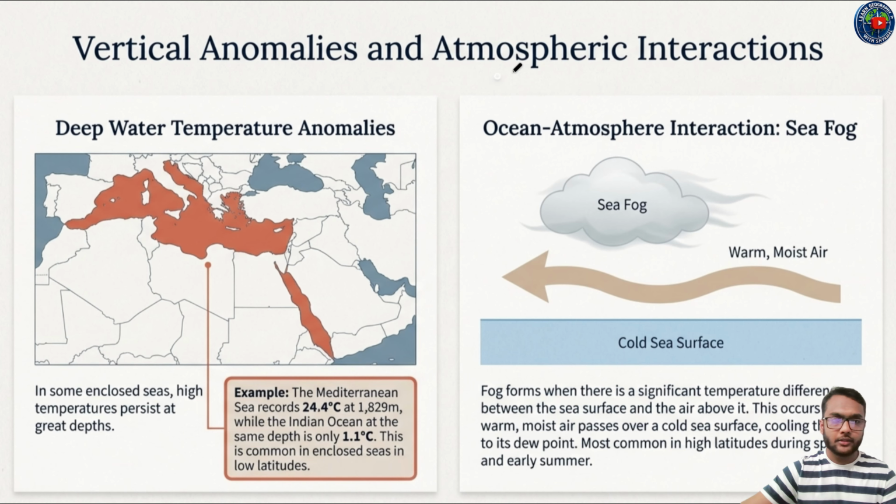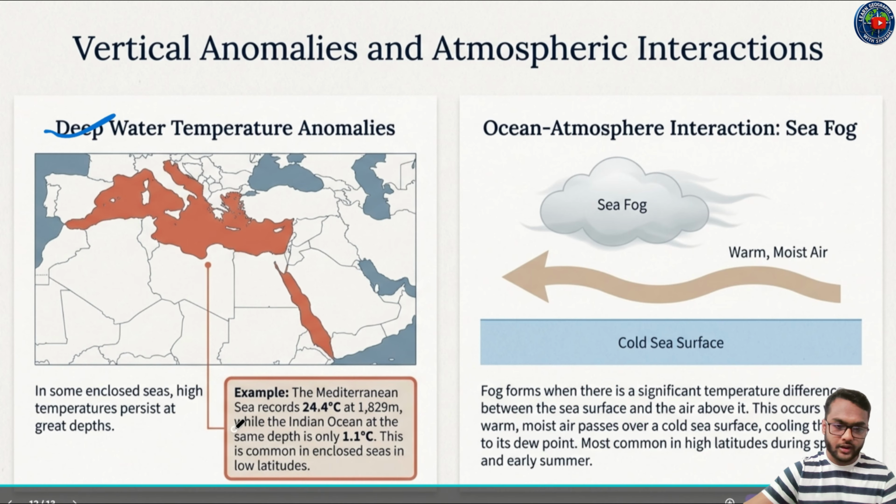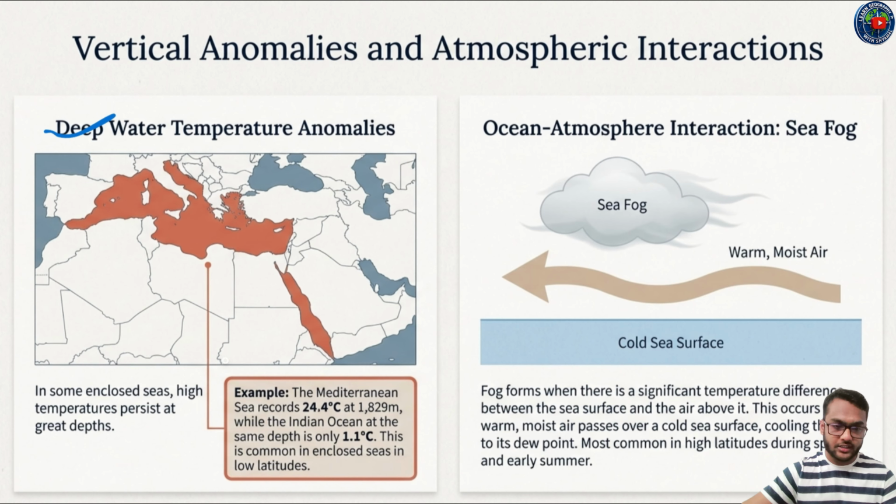Now, vertical anomalies and atmospheric interaction. Deep water temperature anomalies: in some enclosed seas, high temperature persists at great depth. Example: the Mediterranean Sea records 24.4 degrees Celsius at 1820 meters, while the Indian Ocean at the same depth is only 1.1 degrees Celsius. This is common in enclosed seas in low latitudes.